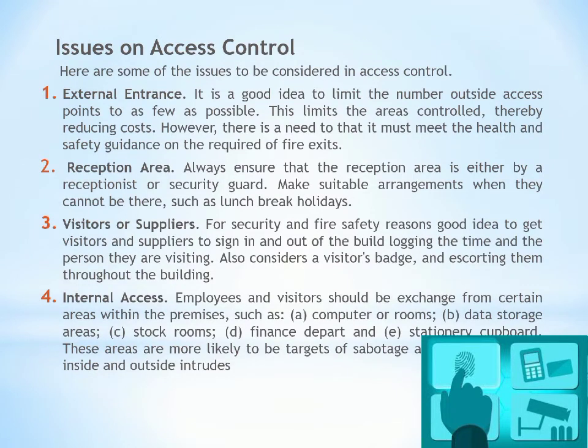So this is the issue on access control. Here are some of the issues to be considered in access control. So first is the external entrance. So yung external entrance, it is a good idea to limit the number of outside access points to as few as possible. So pag sinabi natin external, ito yung panglabas kung saan nililimitahan nila yung paglabas-pasok sa isang building so that it can reduce cost. Second is the reception area.